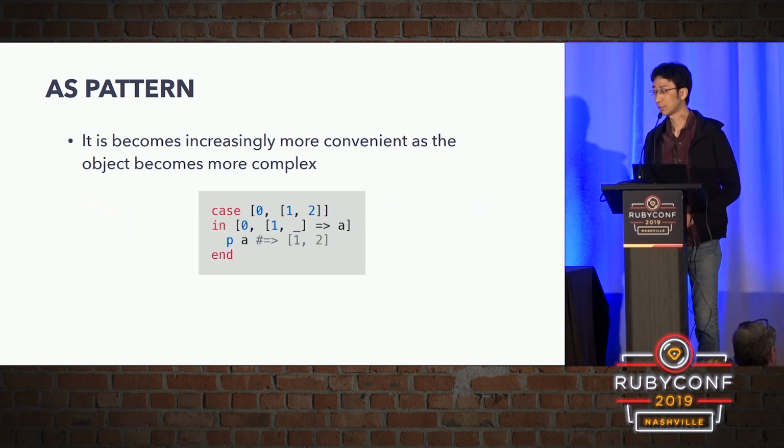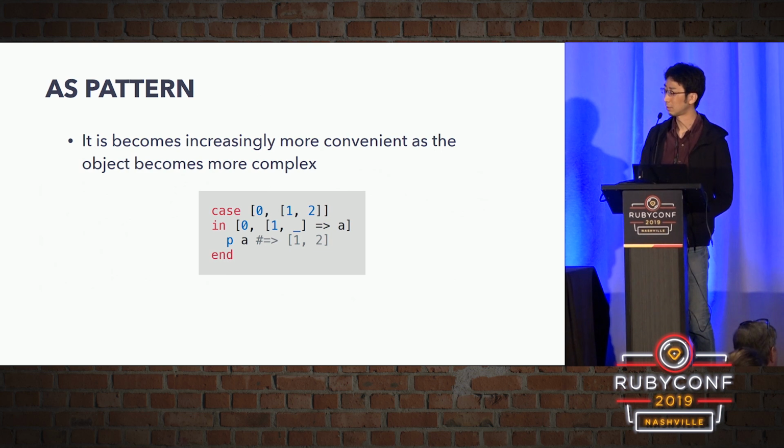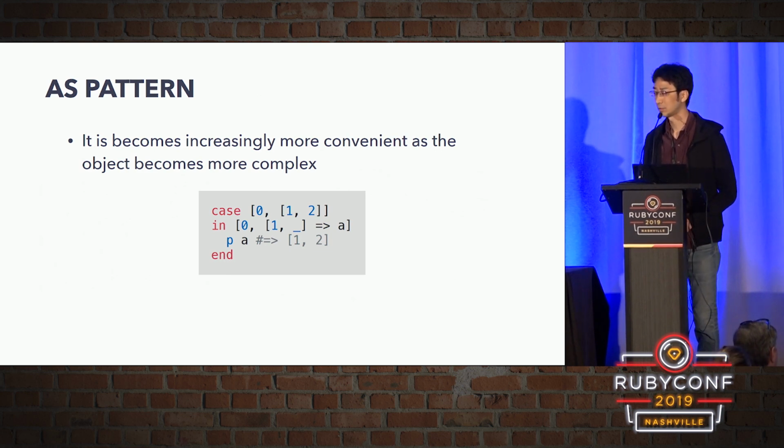And as pattern becomes increasingly more convenient as the object becomes more complex. So in this case, you have a nested array, and for matching, you can bind along the way and refer to that value later. So it is a convenient example of as pattern.